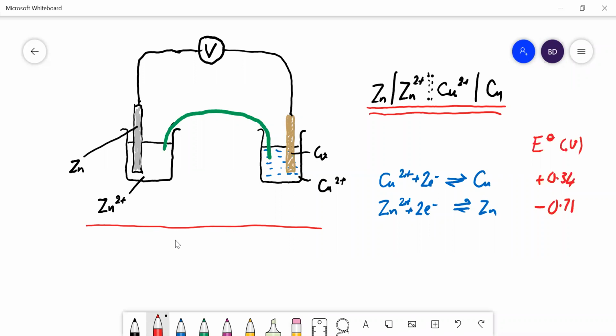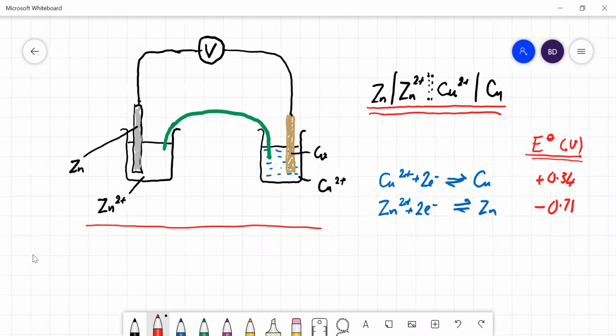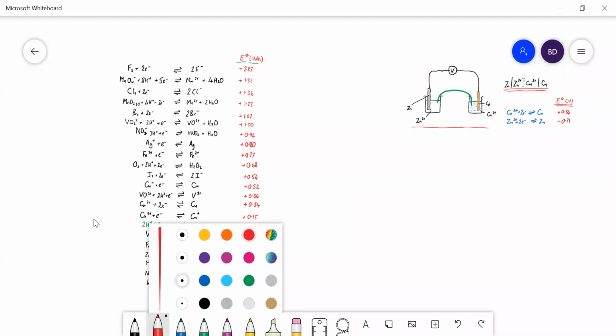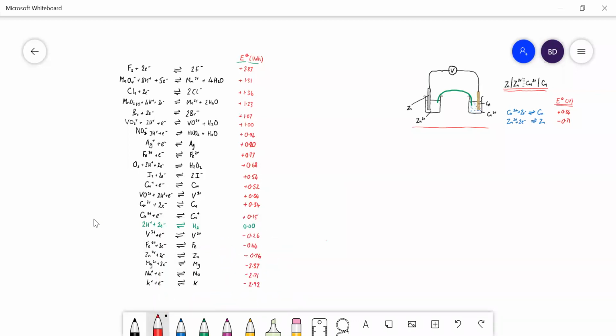Now, if we have a look at this table over here, I've got the two electrode potential values here. I've got them from this table, a whole load of them. Just to show you where they are, there's the copper one, copper 2+ and 2 electrons, plus 0.34 volts, and the zinc one is down here, minus 0.76 volts. What all of those voltages mean is that's what the voltage of the cell would be if you connected that half cell to the hydrogen half cell, which is the reference electrode.